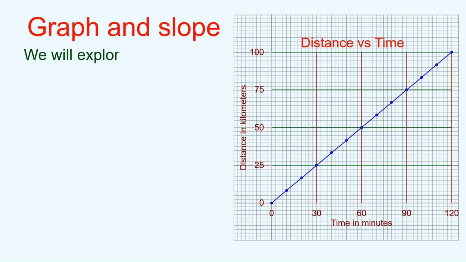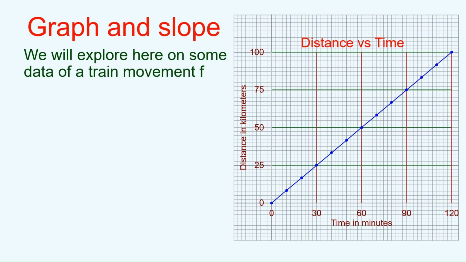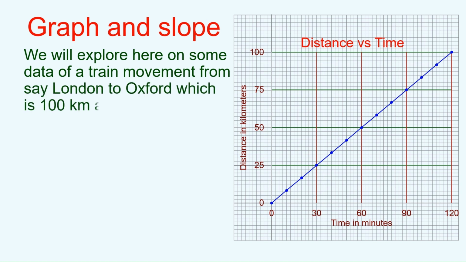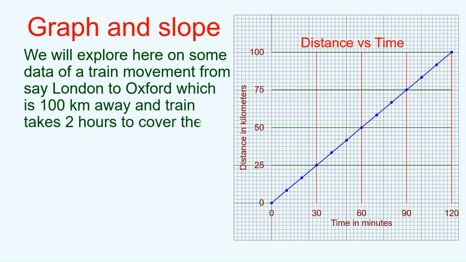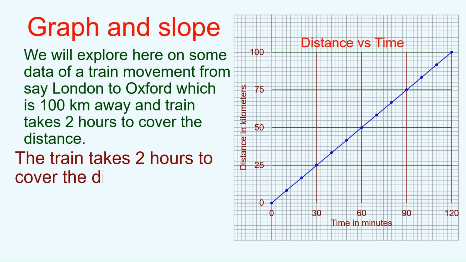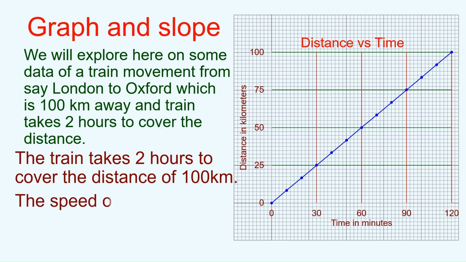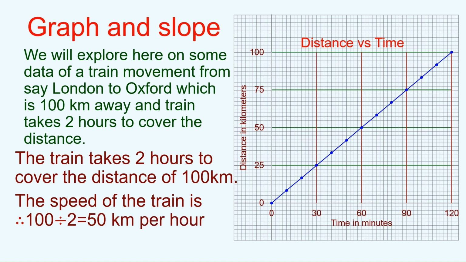Here we have a graph of distance versus time of a train movement. We will explore the data of a train movement from, say, London to Oxford, which is 100 kilometers away, and the train takes 2 hours to cover the distance. As the train takes 2 hours to cover 100 kilometers, the speed of the train is calculated as 100 divided by 2 equals 50 kilometers per hour.